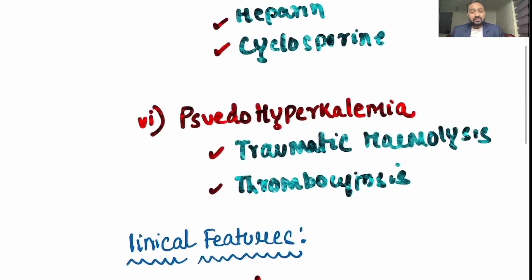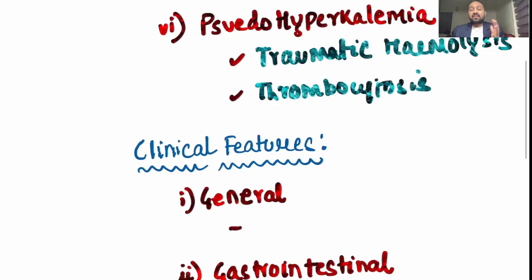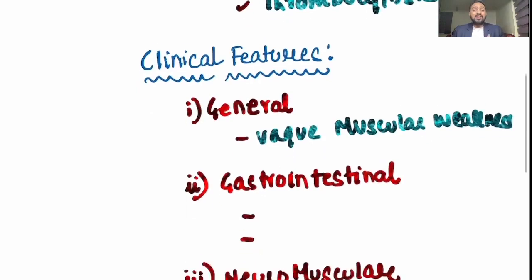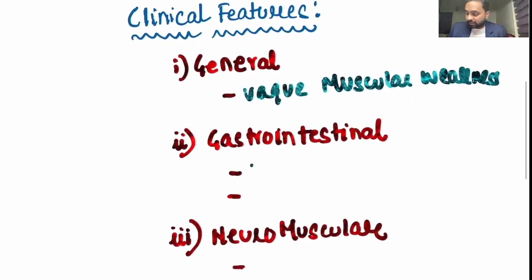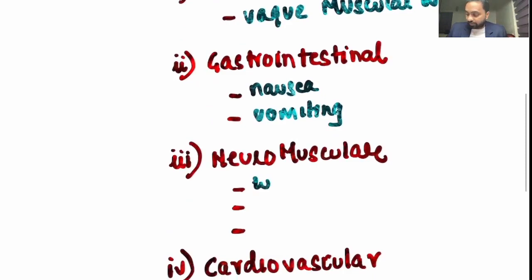Now regarding the clinical features, let's read the clinical features system-wise. So what would happen in general? In general there would be vague muscular weakness. Now in the gastrointestinal system, what could it cause? It could cause nausea and vomiting. Then in the neuromuscular system, it could again cause a generalized weakness.